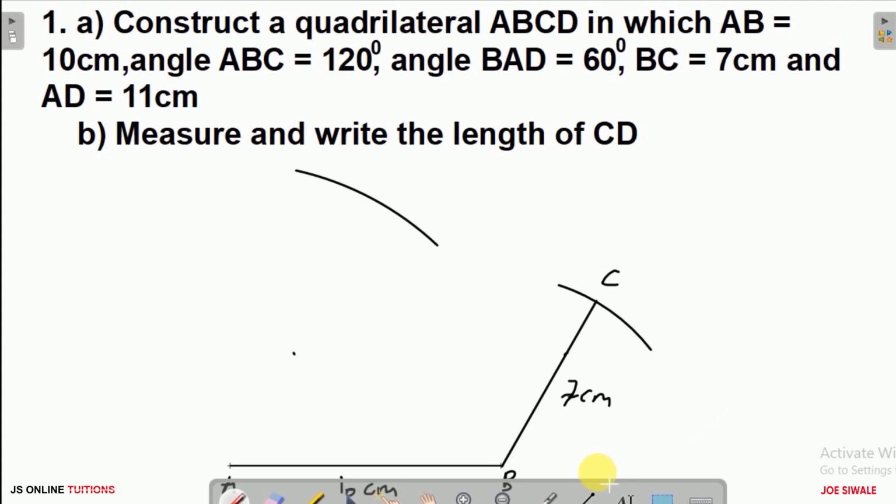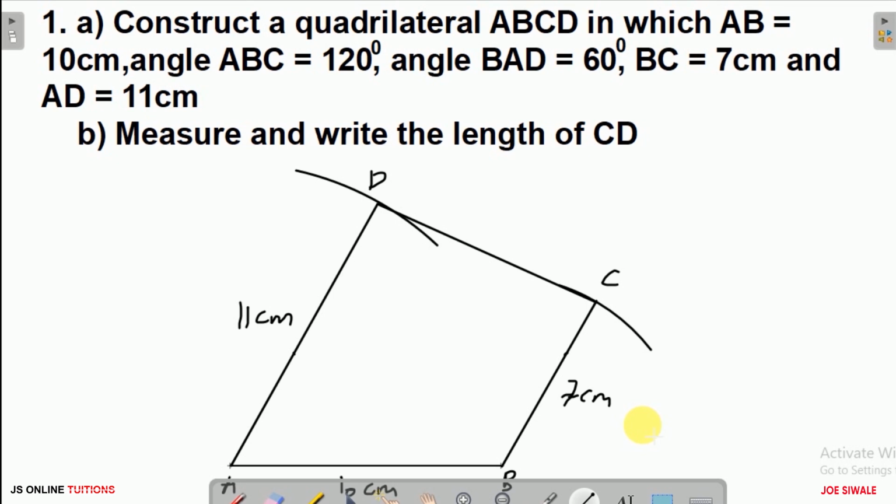Then the next thing that we're going to do is draw a line from A up to D. We know that our D is somewhere here. So the line has to start from point A, pass through this point up to the arc. So we know that's where our point D is. Then we know that the length of line AD is 11 centimeters. Then the next thing that we're going to do is connect line CD. So I've completed constructing our quadrilateral ABCD.